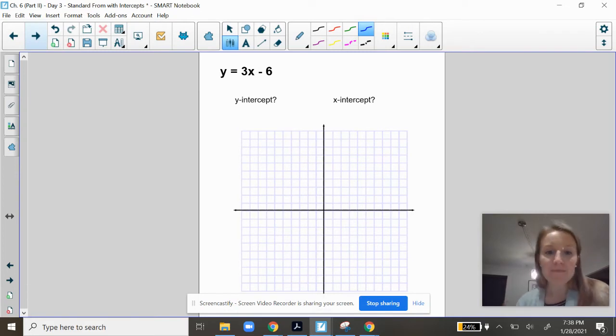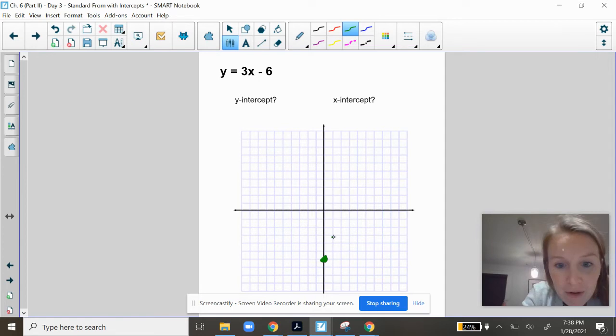Okay, so let's try this one. We are going to graph this. We know we're going to start at negative 6. So I'm going to go down 1, 2, 3, 4, 5, 6. Good. And then if my slope is 3, I'm going to go up 3 over 1, up 3 over 1, up 3 over 1, and I can keep going. And now my line is going to be about like that.